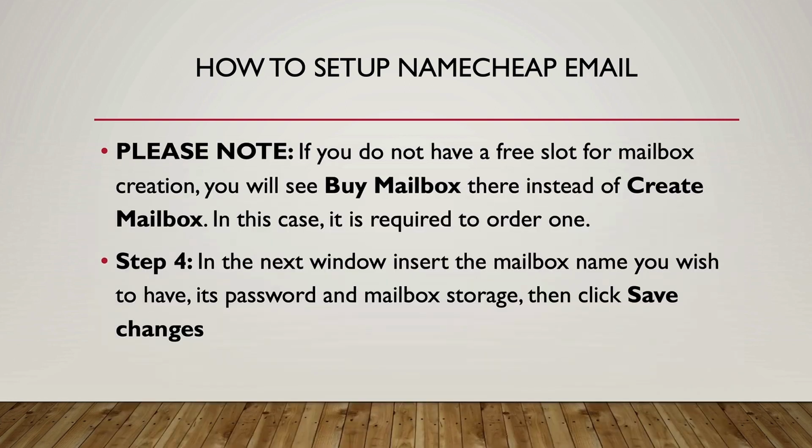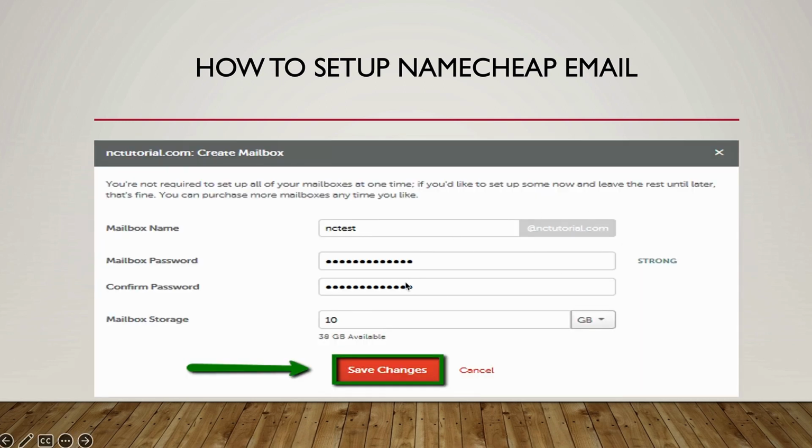And then step 4, in the next window, insert the mailbox name you wish to have, its password and mailbox storage. Then click save changes. So this is how you're going to do it. You have to enter the name of the mailbox, create the password, select the storage, and then save changes.